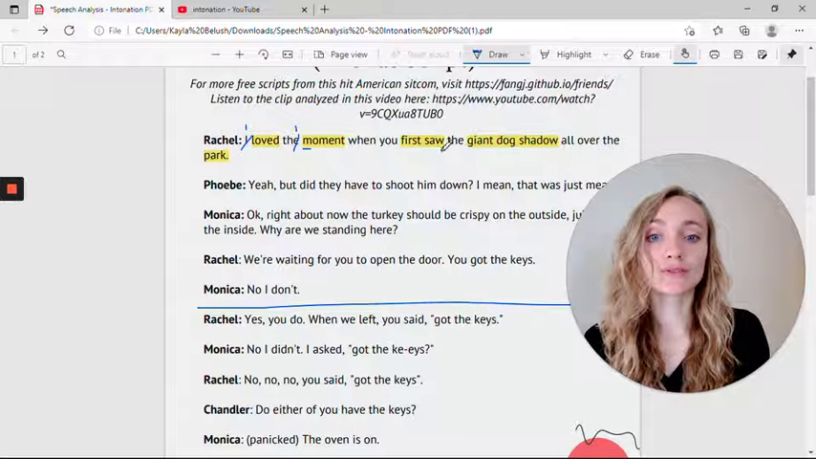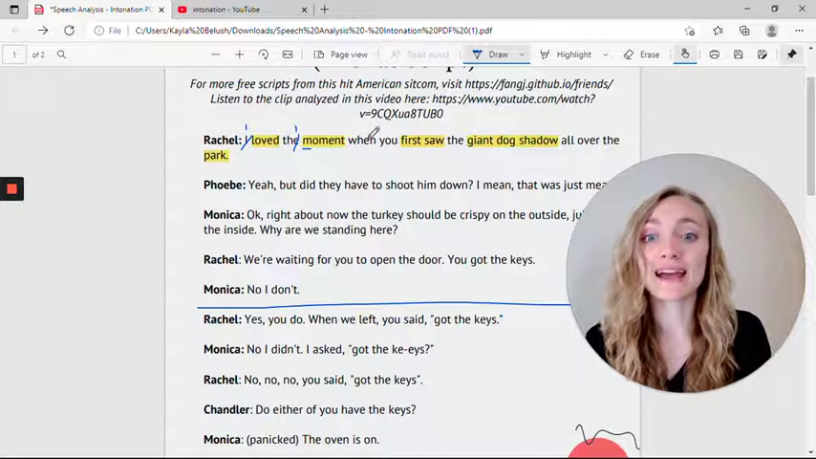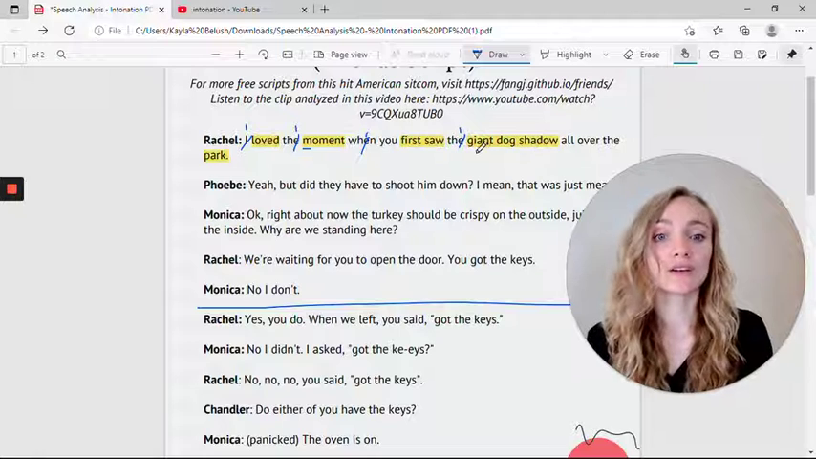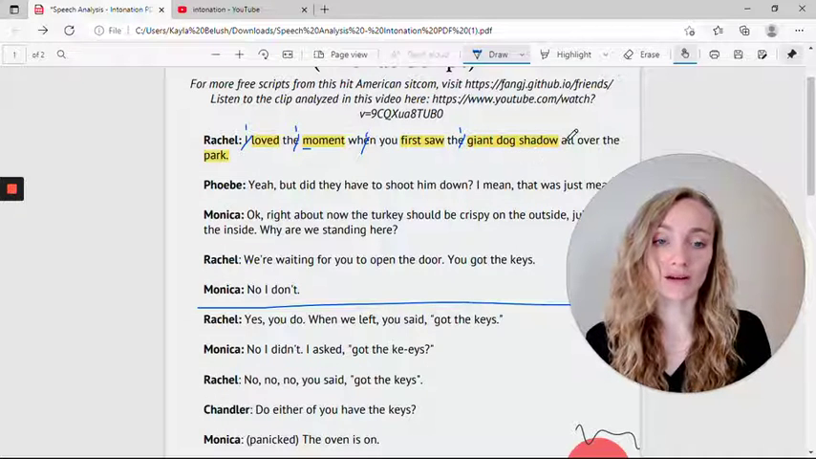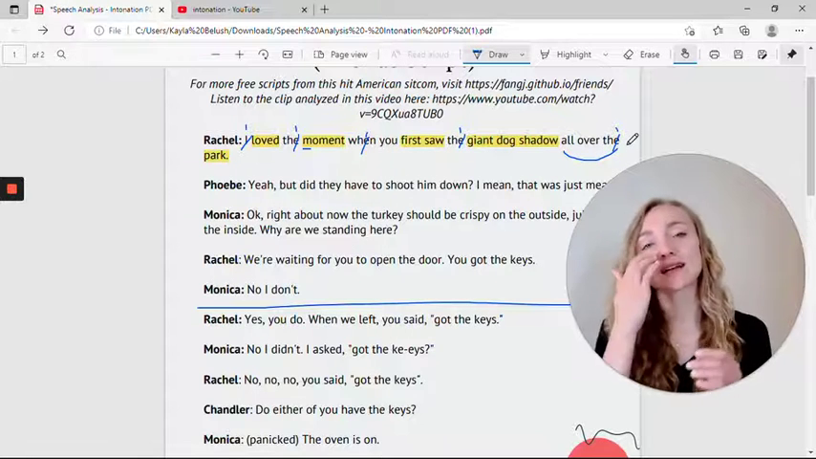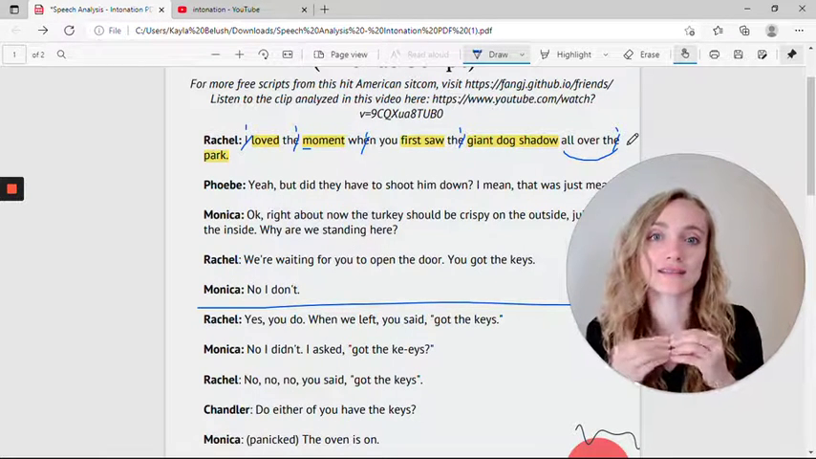When you first, so instead of "when," we don't emphasize the N, we say "w'n." You first saw the, with a schwa, because it's a function word, so we take the vowel and we turn it into a schwa. Giant dog shadow all over the park. All over the park. And when we have these function words that all go together, they sound like they almost get stuck together. They go really fast.